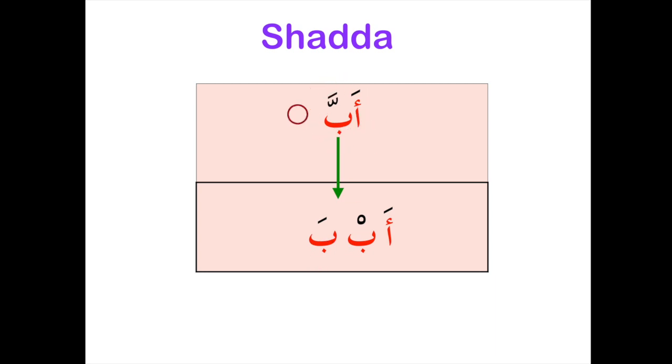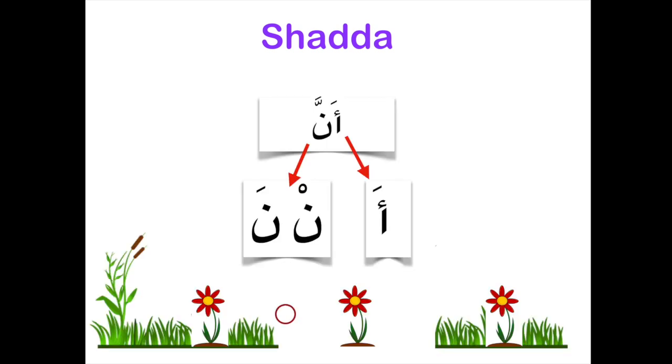So that's how we would say this, ab, ba. So you join the first part, ab, and then the second one, ba. Let's have a look at another one. Here we have alif with a fatha, which would be here.